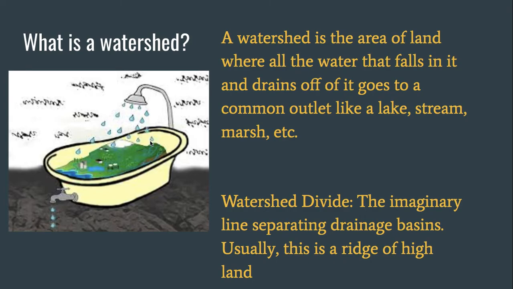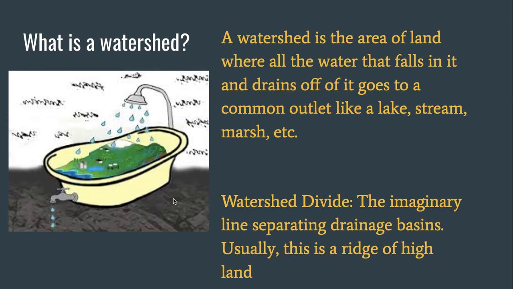If I were to take a glass of water and pour it into the tub over here, or over here, or over here, it would all go to this drain eventually. But if I take a glass of water and I pour it over here, outside of the tub, it's not going to make it to the drain because it's in a different watershed.